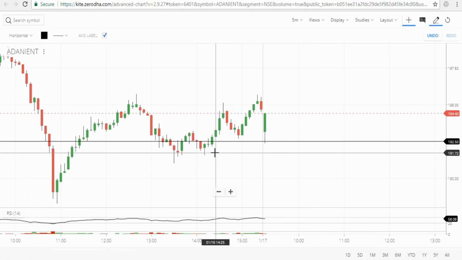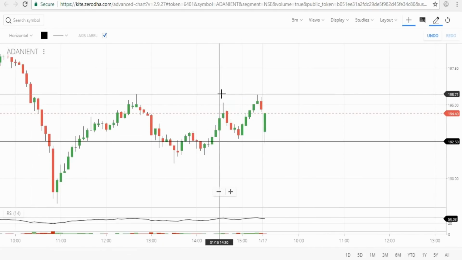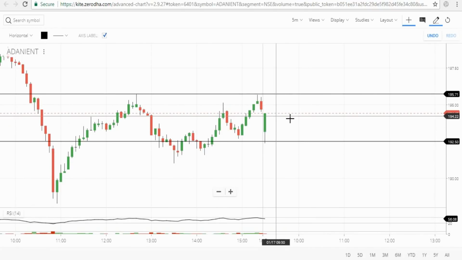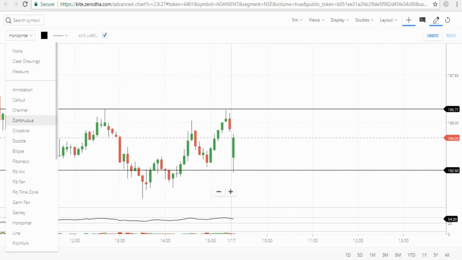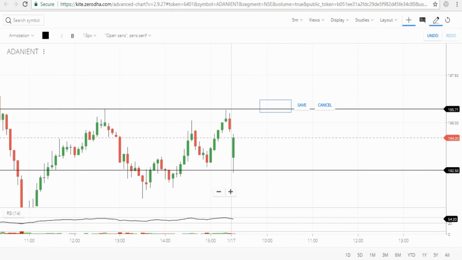There is a support at that level. See, the market just touched that level and went up, and there is a resistance. This is the recent support and resistance of Adani Enterprises. You can see yesterday at that level so much noise was coming. So that's the resistance and support of Adani Enterprises today.